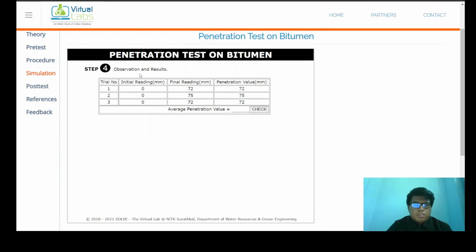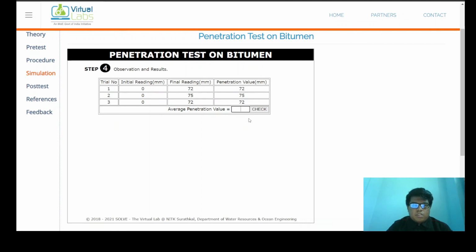For step 4, observation and results, there are 3 trials. There are initial reading in millimeter, final reading in millimeter, and penetration value in millimeter. For trial number 1, initial reading is 0 millimeter, final reading is 72 millimeter, and penetration value is 72 millimeter. For trial number 2, initial reading is 0 millimeter, 75 millimeter for final reading, and penetration value is 75 millimeter. For trial number 3, initial reading is 0 mm, final reading is 72 mm, and penetration value is 72 mm.